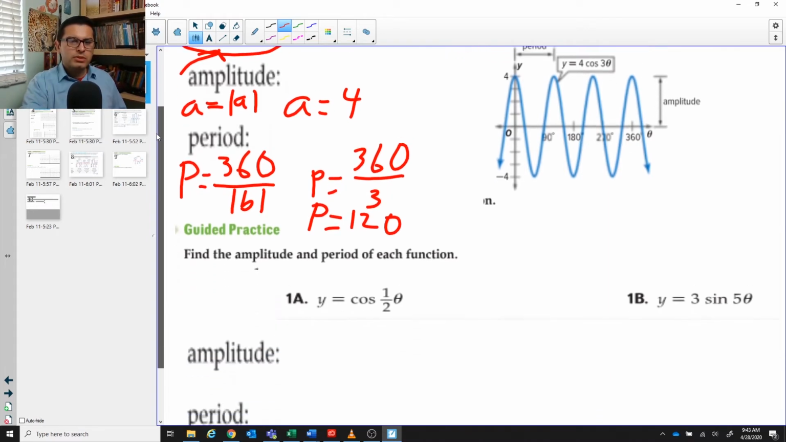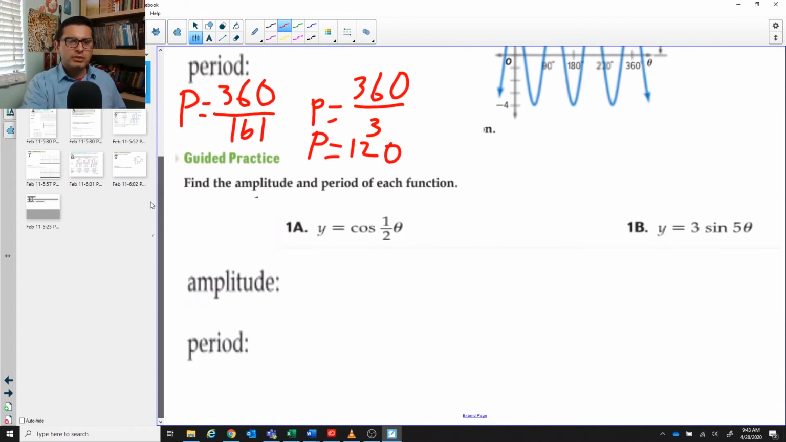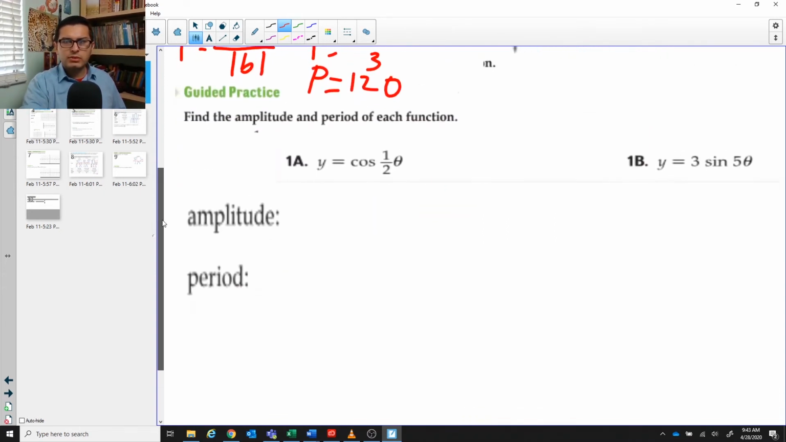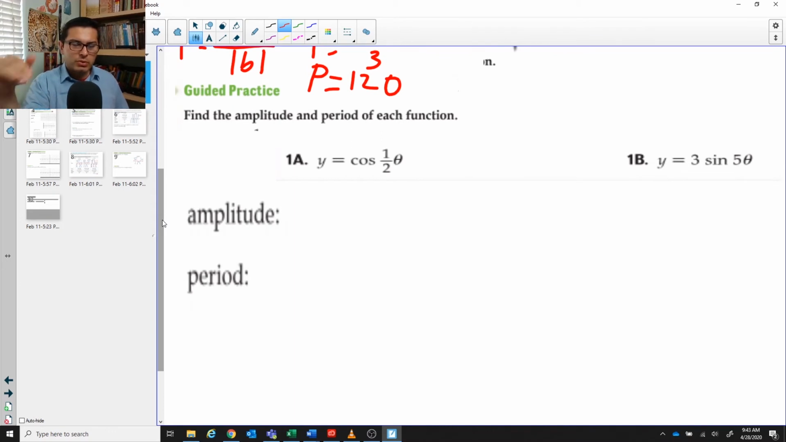All right, so you guys are going to give this a shot now. You are going to try and figure out what the amplitude and period are of these two trig functions. Now, you will not be given the graph, but if you want the graph, you can just graph it on Desmos and you'll be able to actually see it.